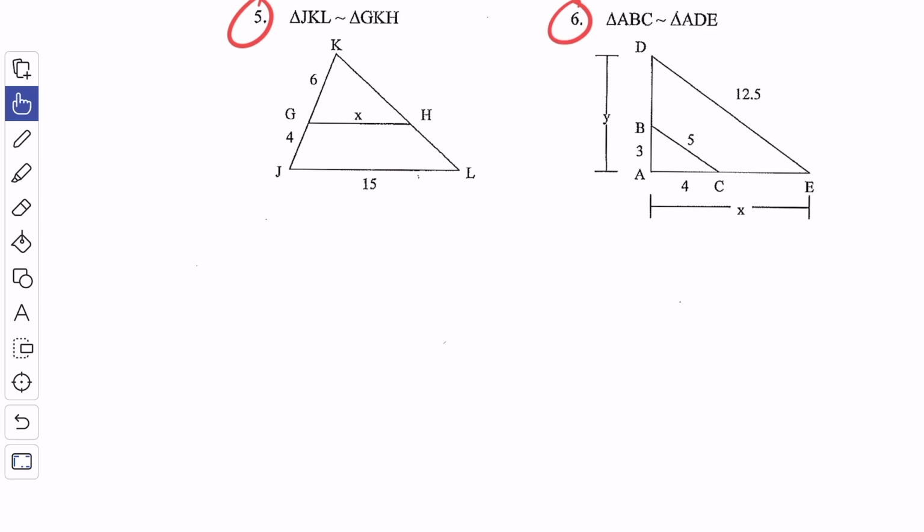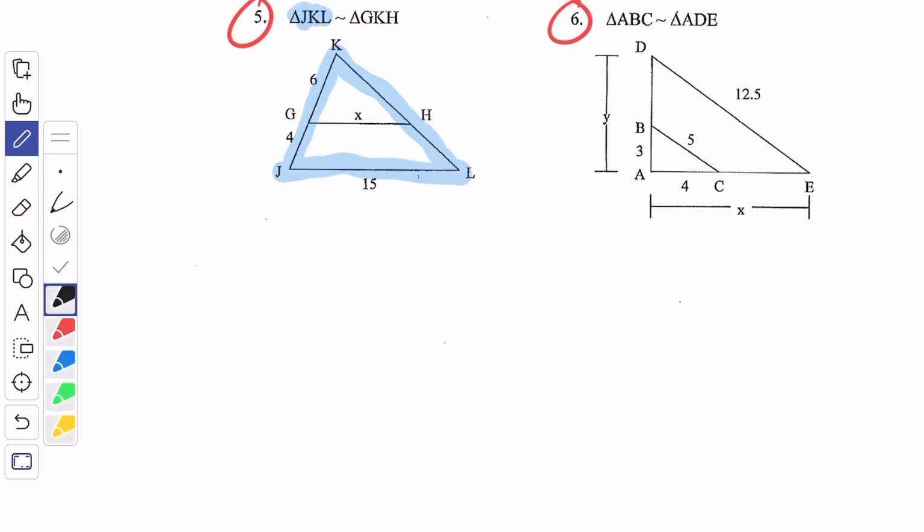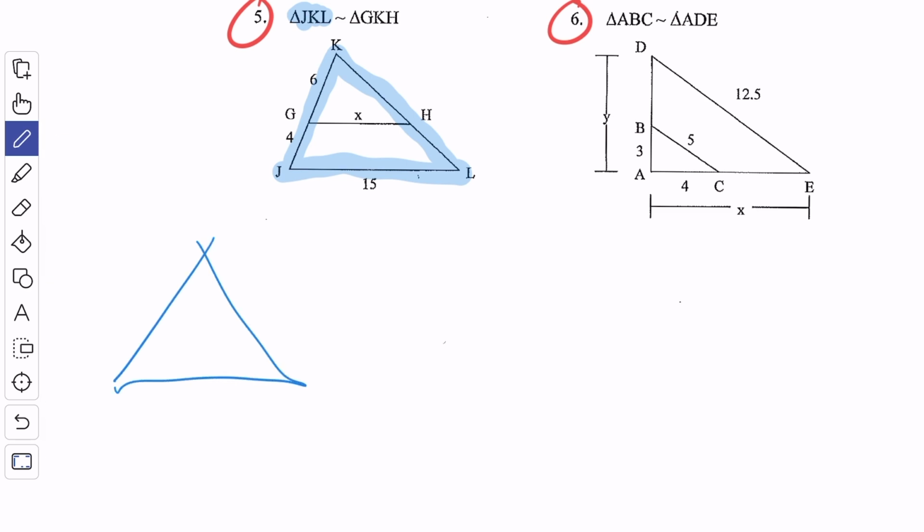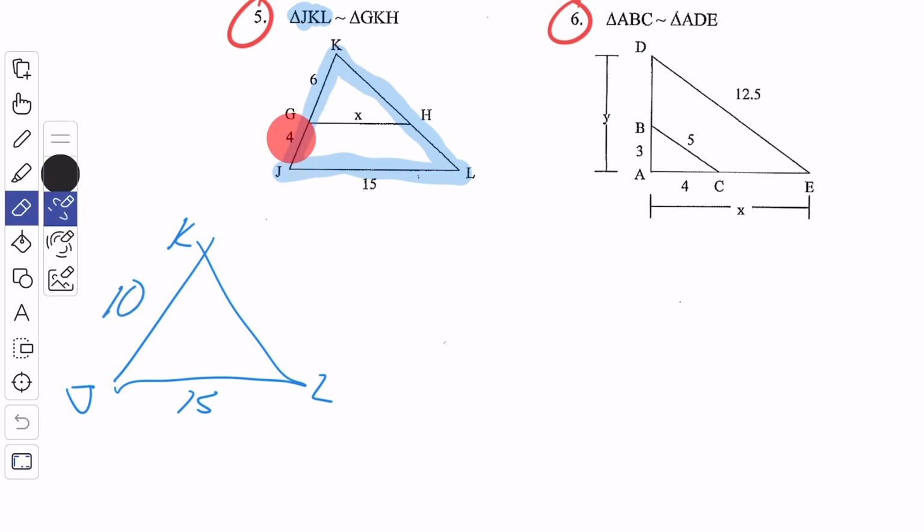All right, so for these two, what I would suggest you do is, first, if you look, it says triangle JKL. So that's this triangle here. So since these triangles are overlapping, it's just easier to redraw them. So I'm going to draw them separately. JKL. And now I'm going to fill in what I know. Well, JL, they tell me is 15. And if this is 4 and this is 6, I know the whole side is 10. So I'm going to fill that in as 10.